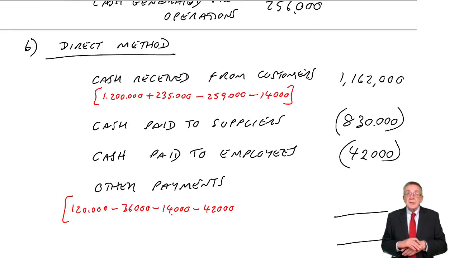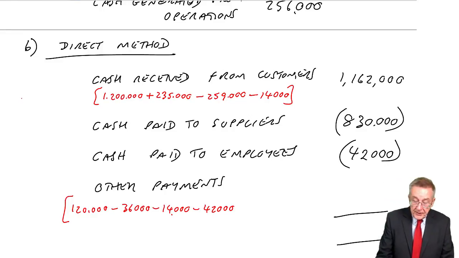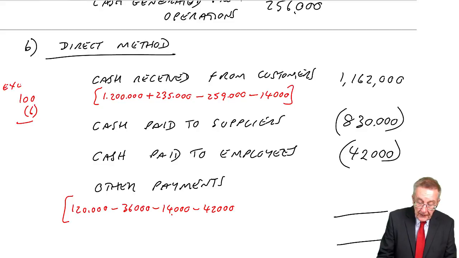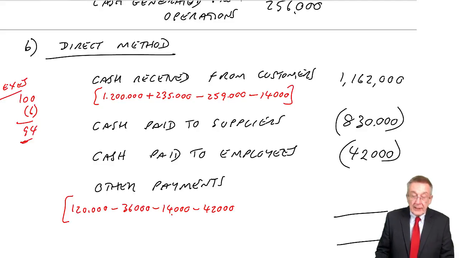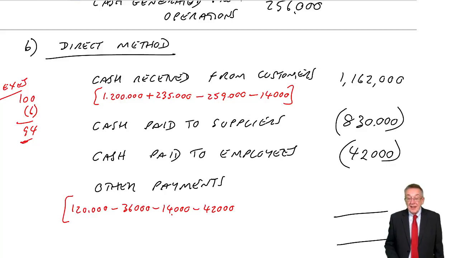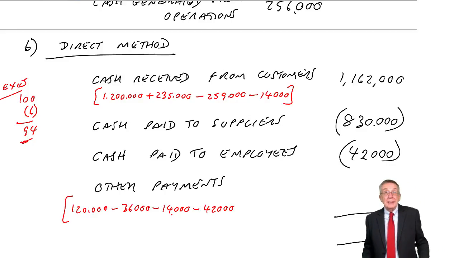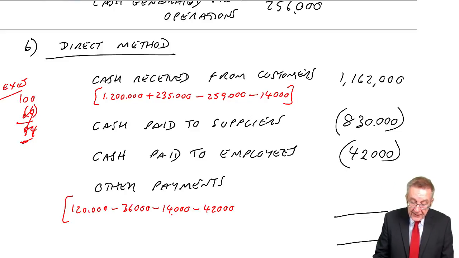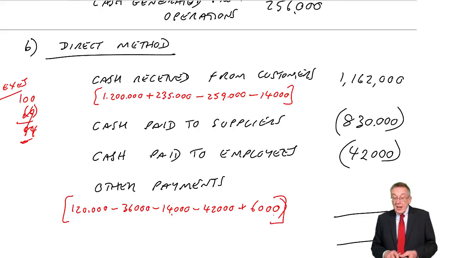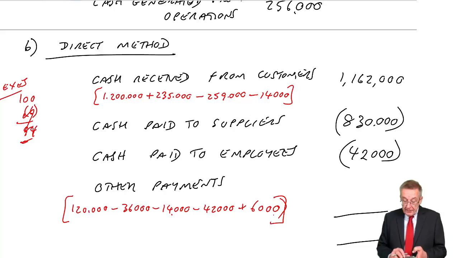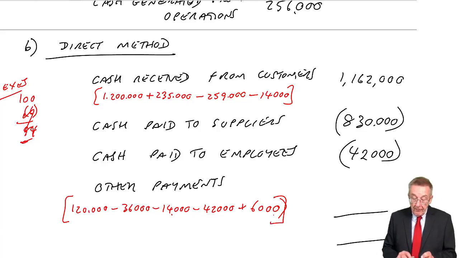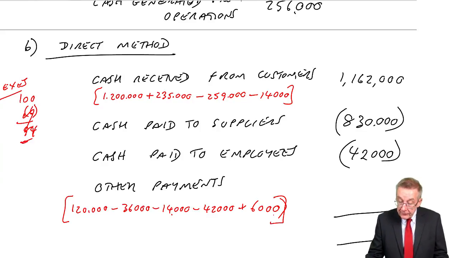Well, profit on sale isn't a cash flow. See what I mean? If it was 100, you had a profit on sale, this is expenses. It gives you 94 as the expense. But the 6 isn't a cash flow, that profit. The true expenses are 6 higher at 100. We need to add on 6,000. And so the other payments, 120 minus 36 minus 14 minus 42 plus 6 is 34,000.